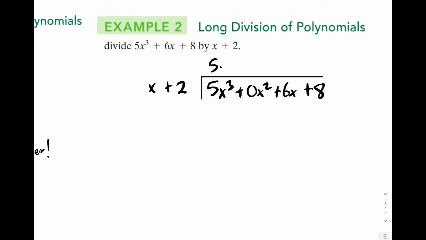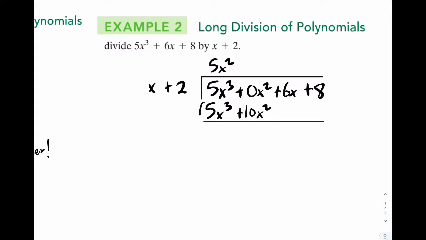Let's put our 5x squared here. We're going to multiply 5x cubed. This will create 10x squared. Because of this term right here, it has to line up with something. So that's why you have to just write this in by yourself. The problem won't tell you to do that. You have to recall that on your own.